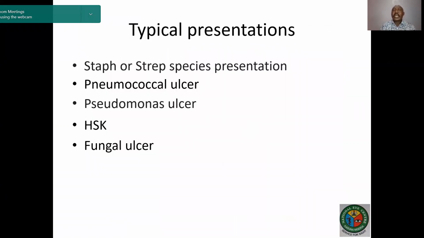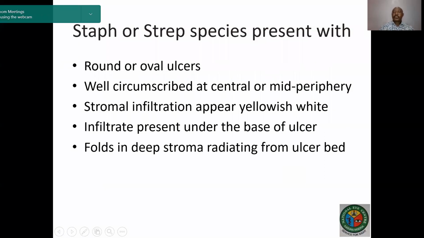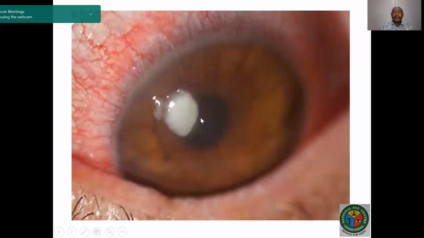We will now want to look at some typical presentations which are commonly encountered in our practices. Generally, it is said that for gram-positive bacterial ulcers, the uninvolved portion of the cornea appears clear without edema or infiltrates. We will see this typically. There's sharp demarcation between the unaffected cornea area and the diseased cornea area.